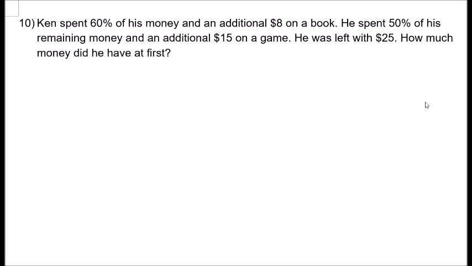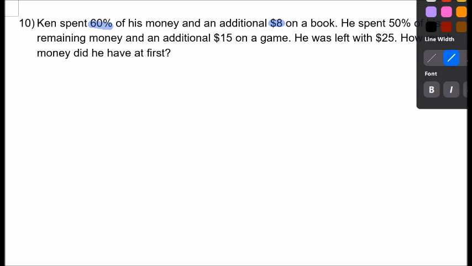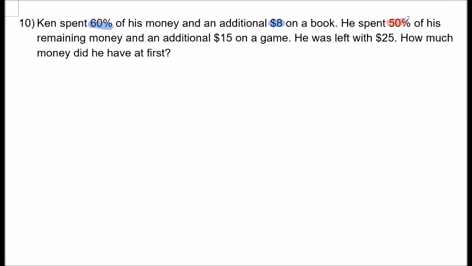Ken spent 60% of his money and an additional $8 on a book. Okay, so let us just highlight the key numbers. So he spent 60% of his money and an additional $8. Then after that, he spent 50% of the remaining money.